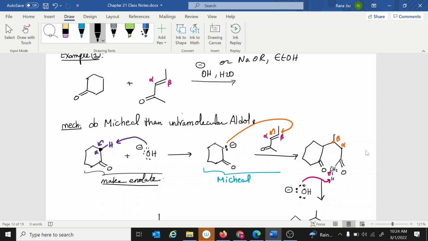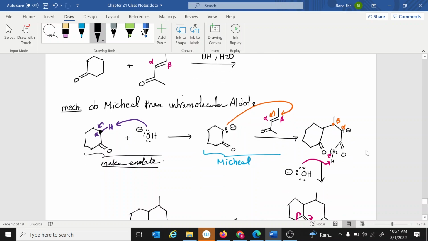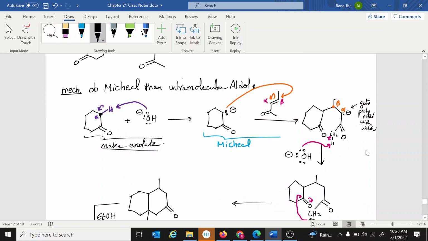My apologies, I've missed a step, by the way. Here you're going to form a negative charge on the alpha, and that negative charge is going to get protonated by the solvent, which in this case is water. So it gets protonated with water, and you take out the negative charge. So you're going to end up having something like this.